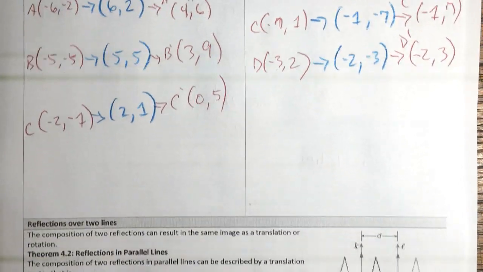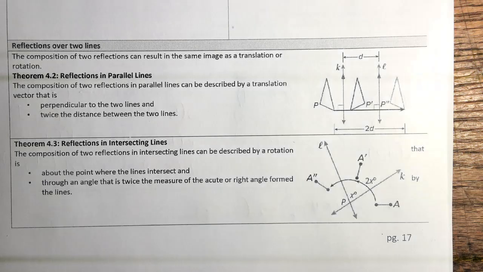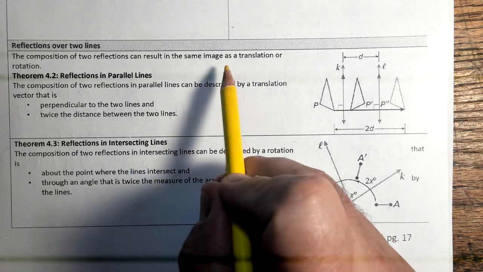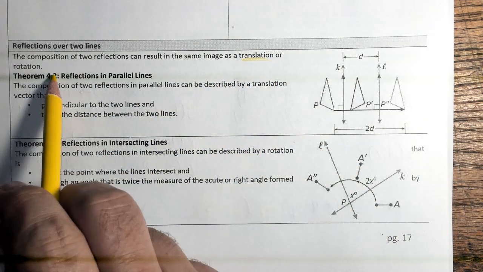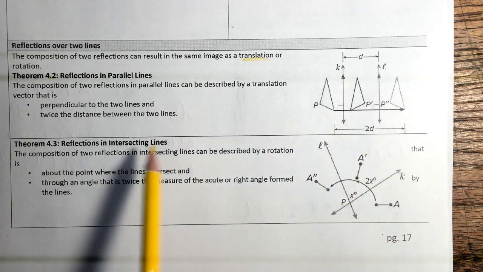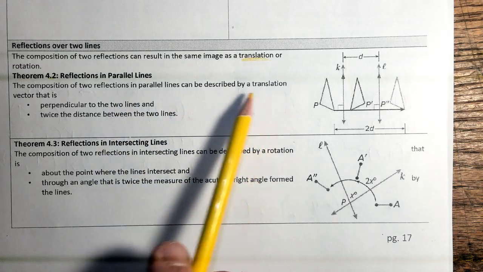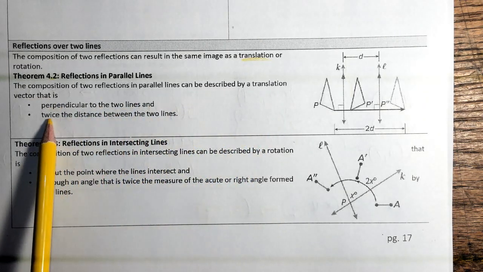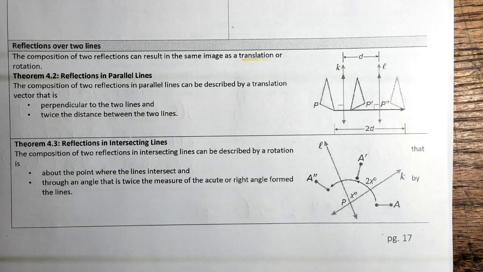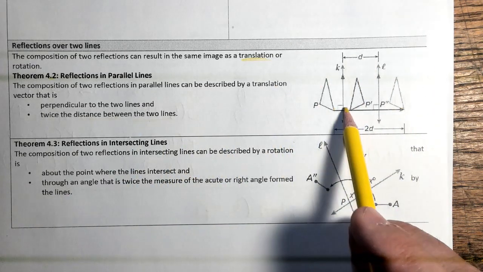All right, let's move it on down here. I'm going to try to sum this up to you rather quickly. Pretty simple, even though it's a little wordy. So, reflections over 2 lines. The composition of 2 reflections can result in the same image as a translation or rotation. Theorem 4.2, reflection in parallel lines. So, you see these lines are parallel. We're reflecting twice. So, to get to the other side, like the chicken crossing the road. The composition of 2 reflections in parallel lines can be described by a translation vector that is perpendicular to the 2 lines and twice the distance between the 2 lines. So all this is saying that the distance between here and here is 2 times this, and you'll see that on the next page.